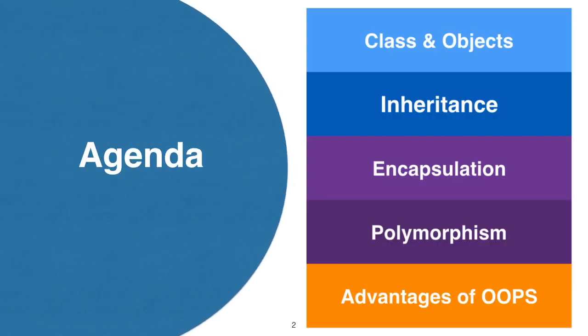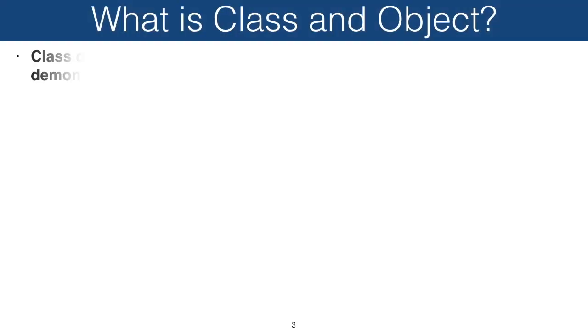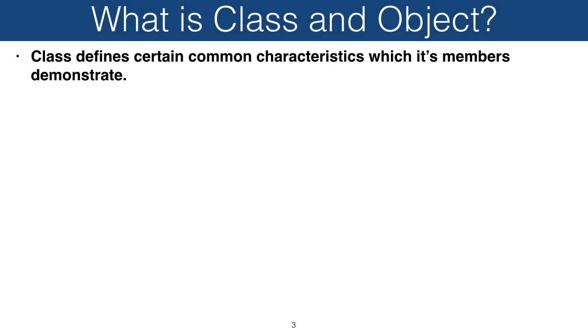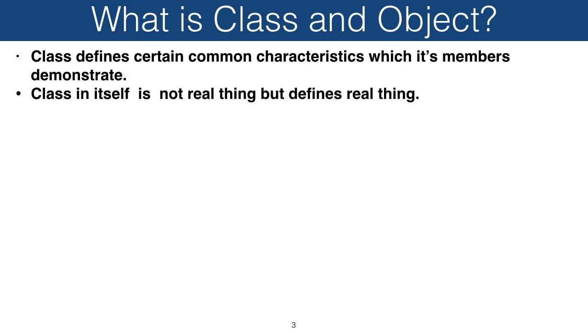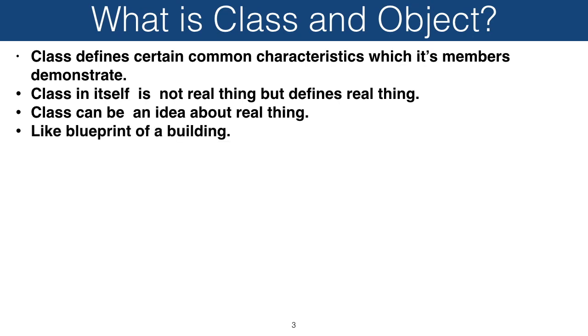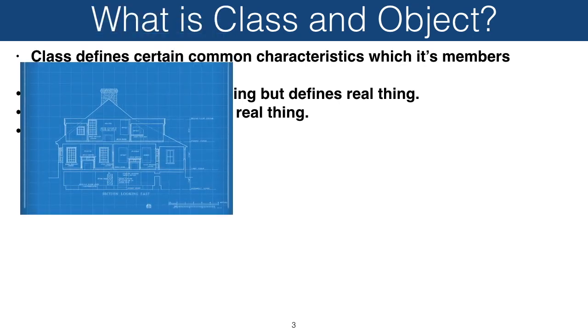So in this episode, we are going to talk about class and objects, inheritance, encapsulation, polymorphism, advantages of OOPS. So what is class and object? Class defines certain common characteristics which its members demonstrate. Class in itself is not a real thing but defines a real thing. Class can be an idea about a real thing, like a blueprint of a building.